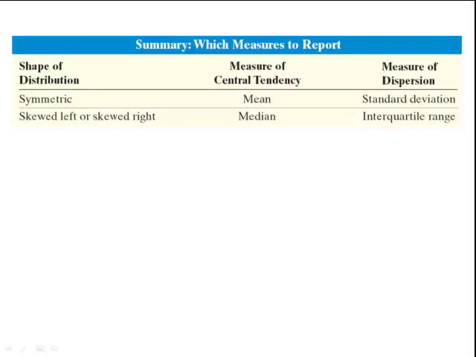Let's summarize this. If the data is symmetric, to measure the center, the typical value, you should use the mean. To measure the spread or the dispersion, you should use the standard deviation. Now if the data set is skewed left or right, the median should be used for the measure of central tendency, and to measure the spread, the interquartile range should be used.